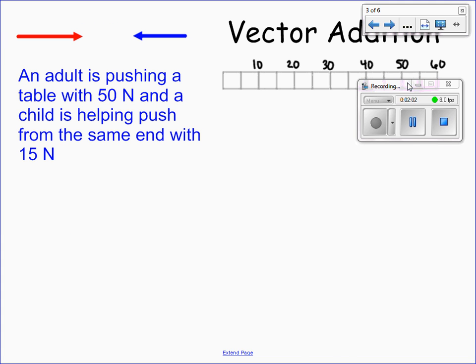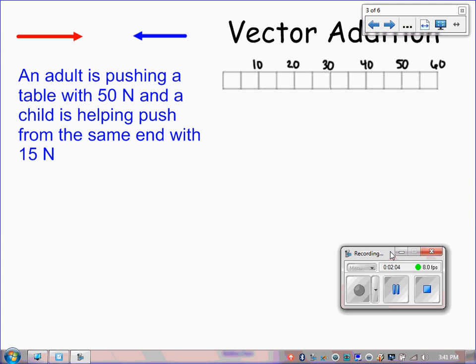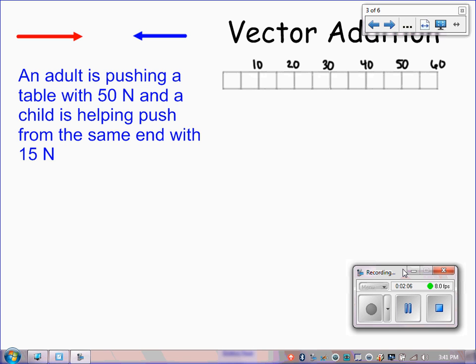Alright, so let's go ahead and start looking at some examples here. We have here an example of an adult pushing a table with 50 newtons and a child helping push from the same end with 15 newtons. We want to first know, one, how do we draw the total vector, and then two, what would that numerical value be? This is called vector addition.